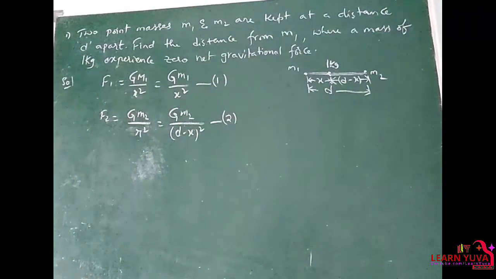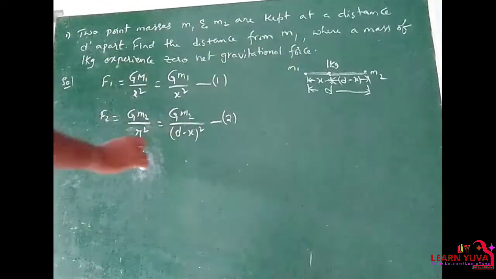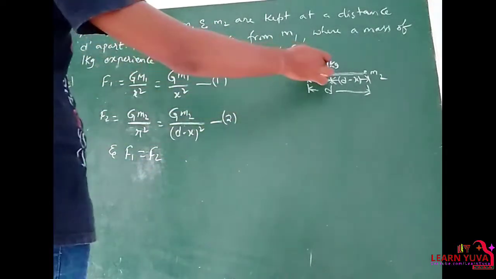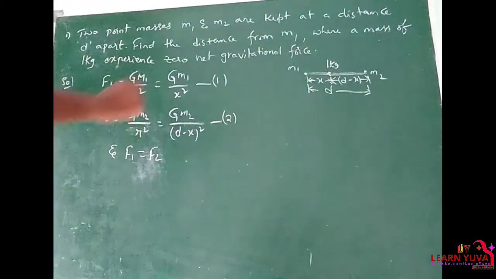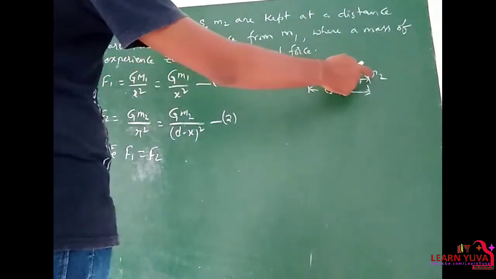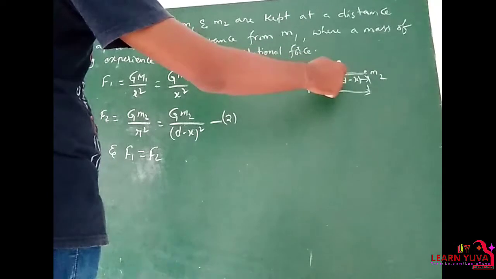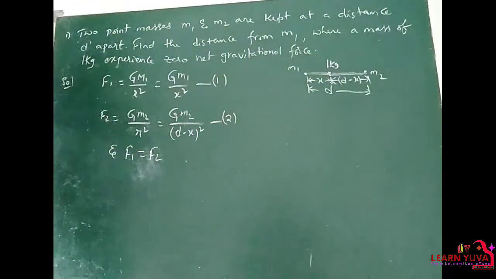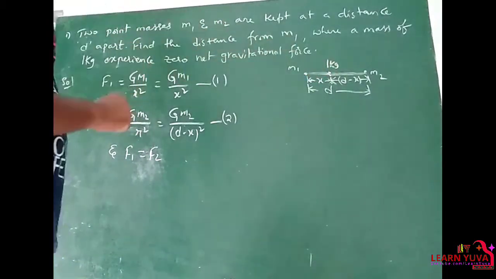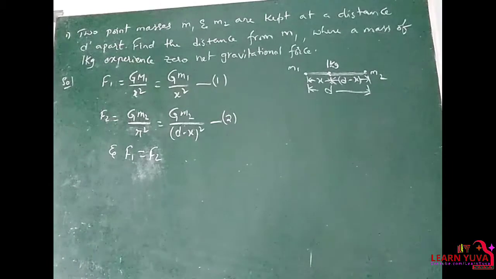Also, it is given that the net gravitational force is 0, that means F1 is equal to F2. Since on this body the net gravitational force is 0, the force F1 due to M1 is equal to the force acting due to M2, that is F2. These two forces act equally on this 1 kg body, so the net gravitational force is 0. So equate 1 and 2.